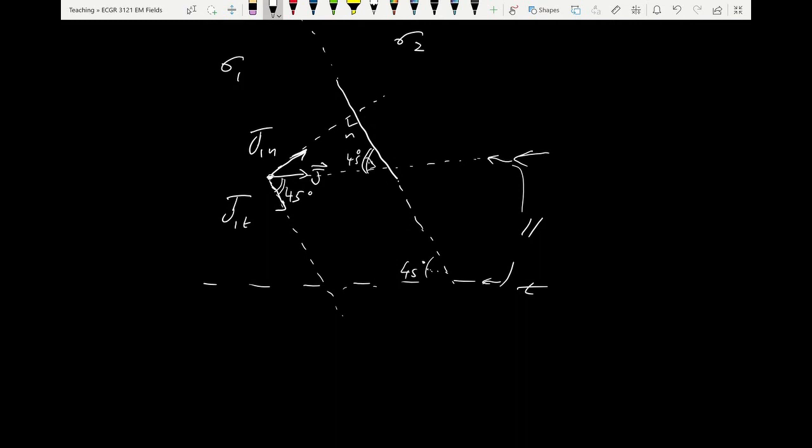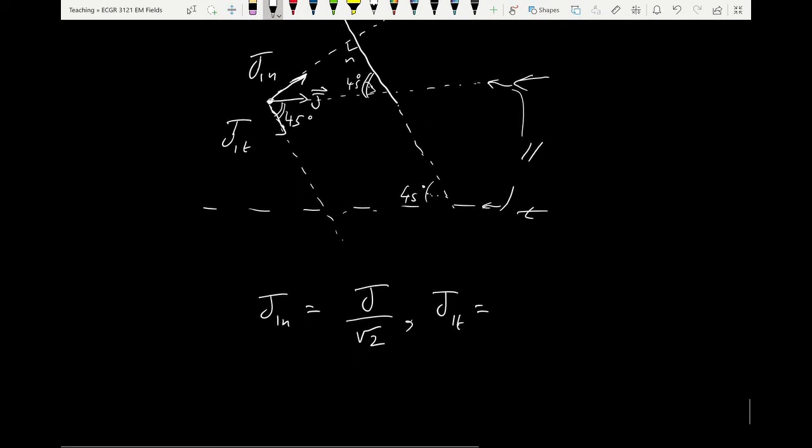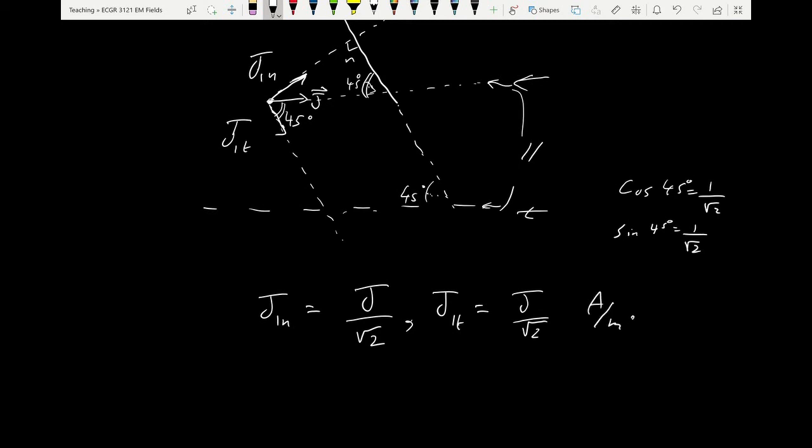So what is then J1n? J1n is going to be the magnitude of J times sine 45 degrees. Sine 45 degrees is 1 over square root of 2. So I end up with J over square root of 2. And J1t is also going to be the magnitude of J, which is J, times cosine 45 degrees. I know that cosine 45 degrees equals 1 over square root of 2. Sine 45 degrees equals 1 over square root of 2. 45 degrees is the only angle where the sine equals the cosine. Right? So J1t is going to be J over square root of 2 amps per meter squared.